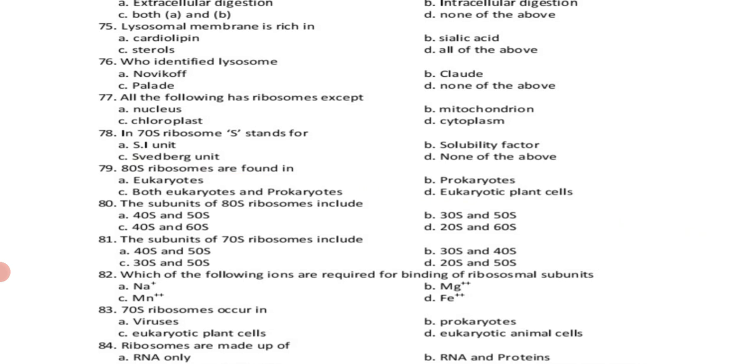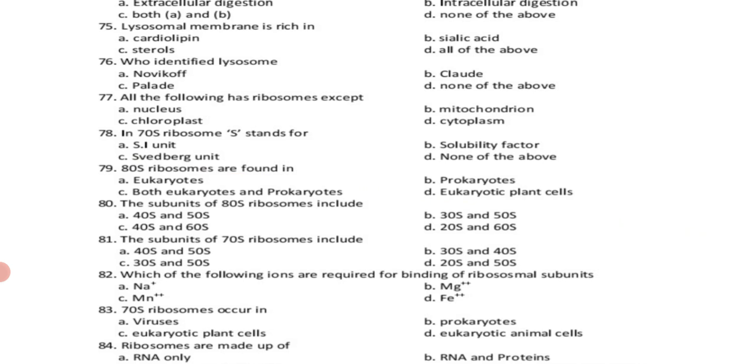Option C is the answer of question number 80. Then question number 81, the subunits of 70S ribosome includes 30S and 50S. Option C is the answer of question number 81. Then question number 82, which of the following ions are required for binding of ribosomal subunits?